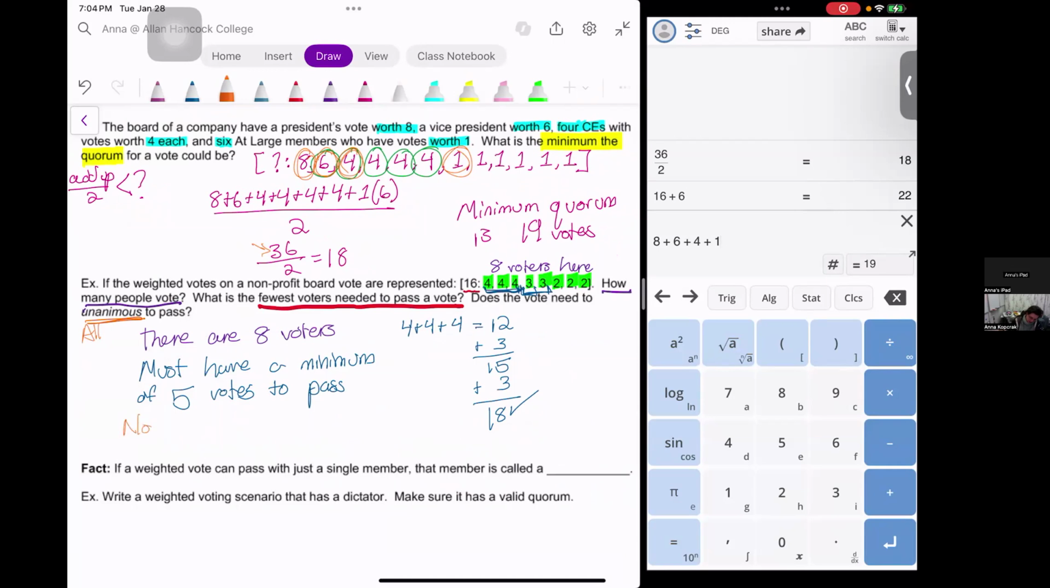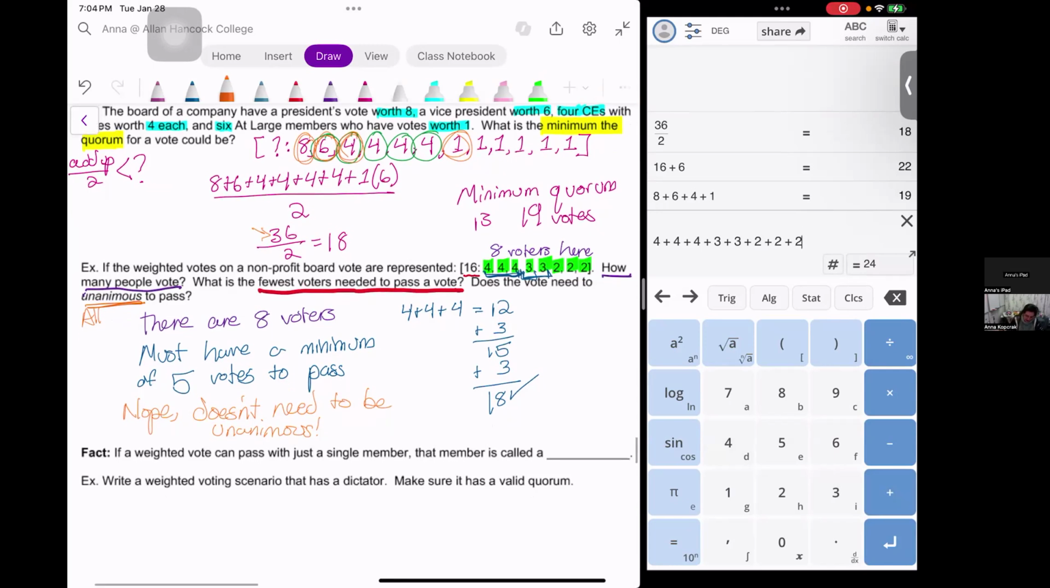So nope, it doesn't need to be unanimous. It does not need to be unanimous. In fact, I could add them all up and find out if the quorum was 4 plus 4 plus 4 plus 3 plus 3 plus 2 plus 2 plus 2. I got all my voters there. If the quorum was 24, if the quorum was 24 votes, then it would need to be unanimous.